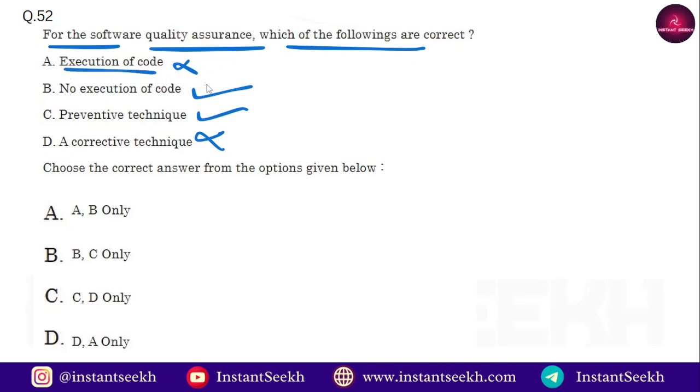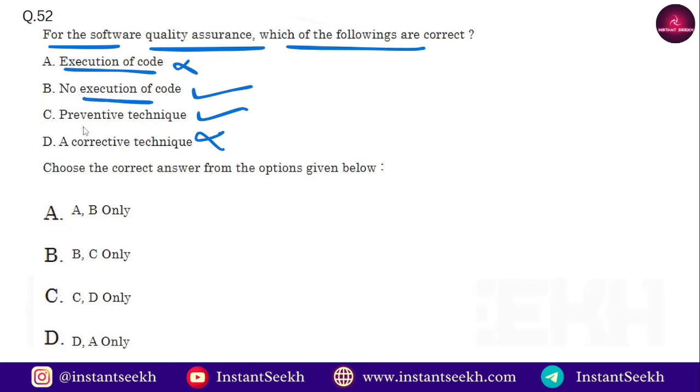Now option A, execution of code, is typically associated with software testing, which is part of quality control, not quality assurance. No execution of code, it basically involves SQA activity. No execution of code focuses on process implementation, audits and reviews. So this is one of the correct statements.